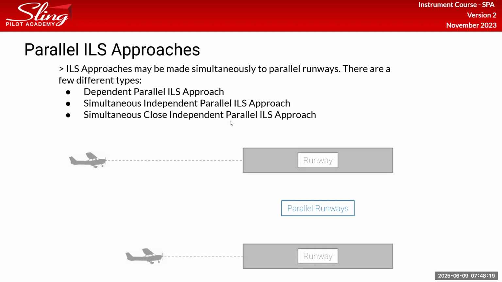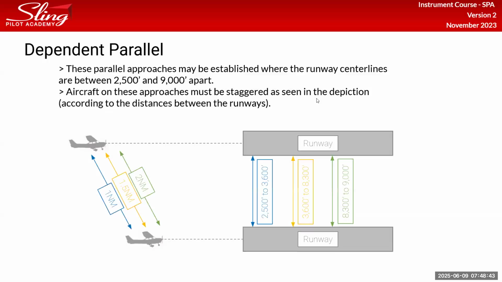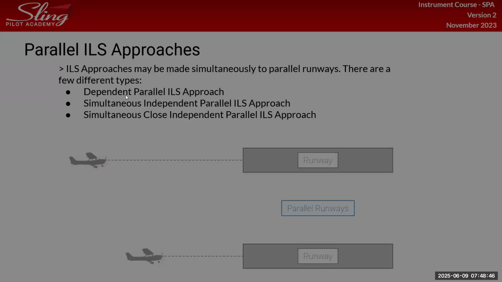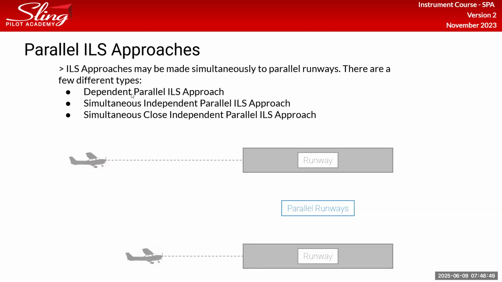Parallel ILS approaches. I feel like this should be a bigger airport, but they might be side by side on a parallel runway. There are dependent parallel ILS approaches, simultaneous independent parallel ILS approaches, simultaneous close independent parallel ILS approaches. Mouthful. Can you go back one really quick? What's the difference between simultaneous close and simultaneous independent?